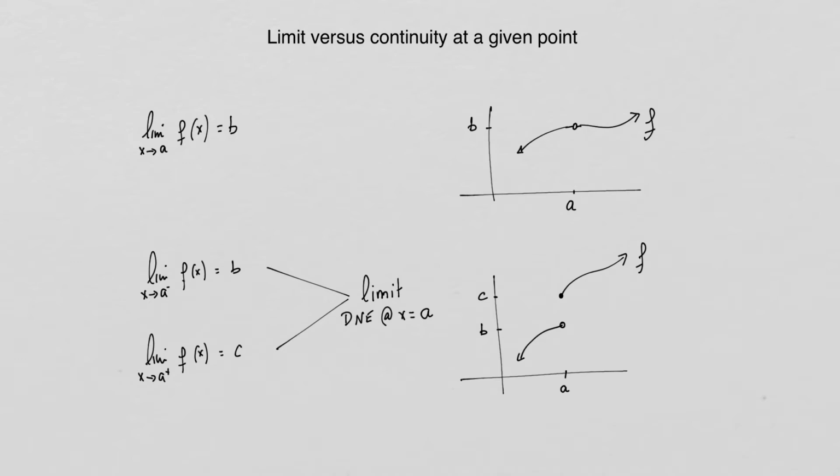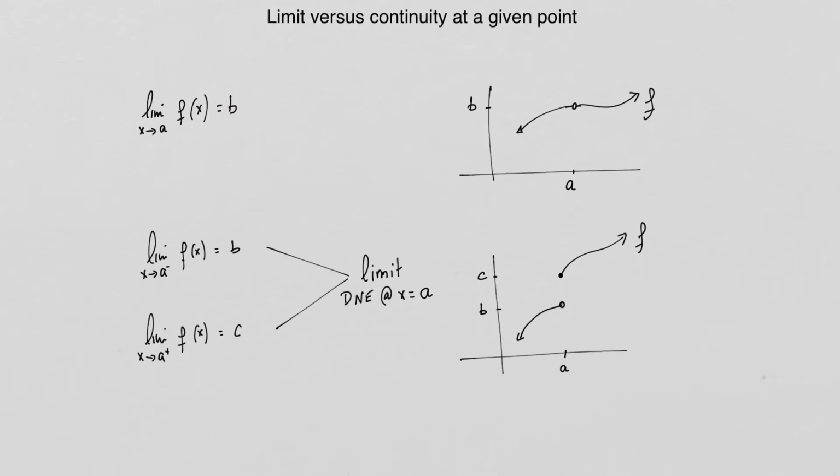Now, whether or not this point here is filled or not filled, the limit does exist because the limit is b. So if I approach a from the left, the limit is b. And if I approach a from the right, the limit is b. And limit has nothing to do with whether or not the point is in the domain. Does that make sense? So the limit here exists, and that limit is b.